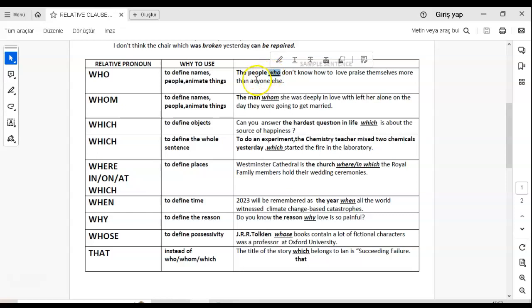What's the reason? Because we say the people. And so if you want to identify the people, you use who. The people who don't know. And so to identify different names, people, animals, things, we use who.